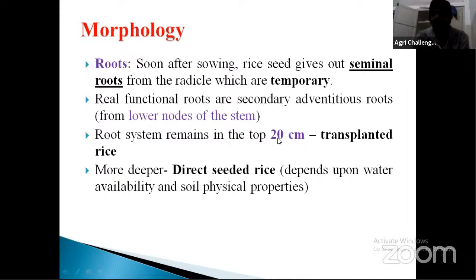The root system remains in the top 20 centimeters for transplanted rice, but for direct seeded rice it goes deeper. It depends upon water availability and soil physical properties. You have to remember that the root system is short in transplanted rice, but deeper in direct seeded rice.